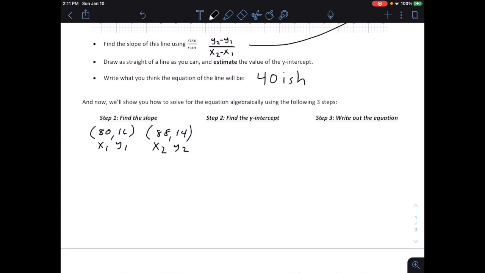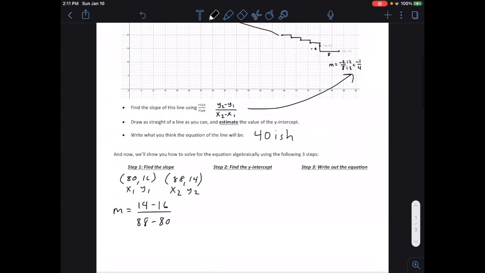Okay, so we have the slope is 14 minus 16 over 88 minus 80. Now, how many of you are saying, hey, wait a minute, don't we already know the slope? Didn't we find the slope up here, right here, where we did all this little work here? Yeah, we did. So what we can do is use that to confirm that we got it right using the formula down here. All right, so let's keep going here.